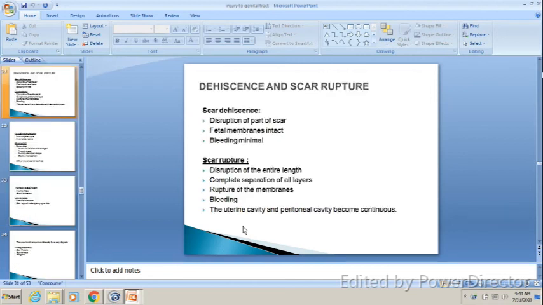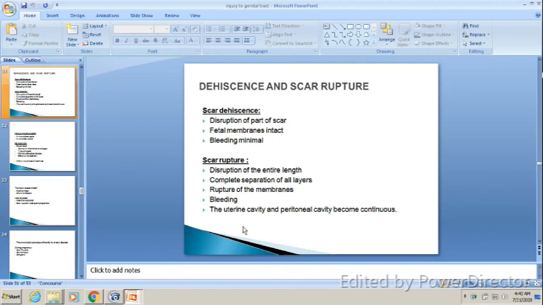Scar dehiscence. What is scar dehiscence? It is a disruption of part of the scar while the fetal membrane is intact. When the fetal membrane is intact, it is called scar dehiscence. When the fetal membrane is ruptured and the baby comes out, it is rupture of the uterus. Bleeding is minimal in scar dehiscence because there is only a silent separation of the lower uterine segment. Usually it happens in case of previous scar.